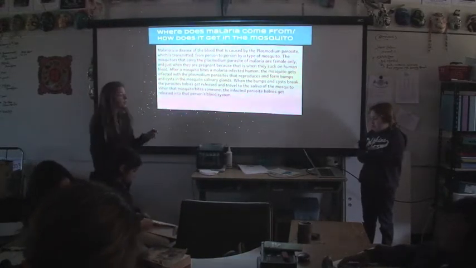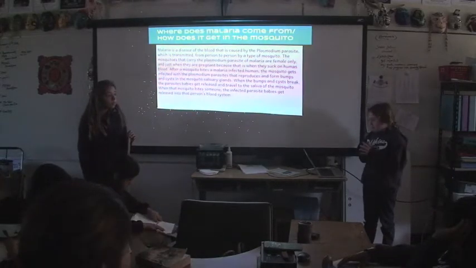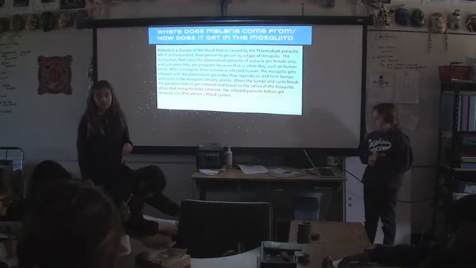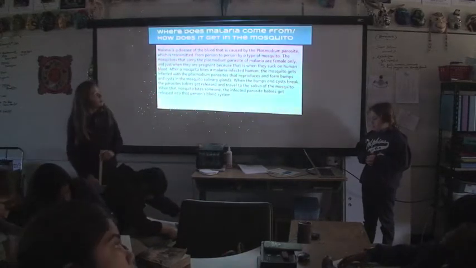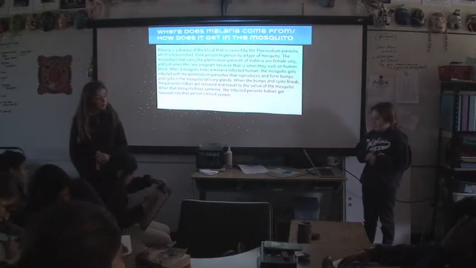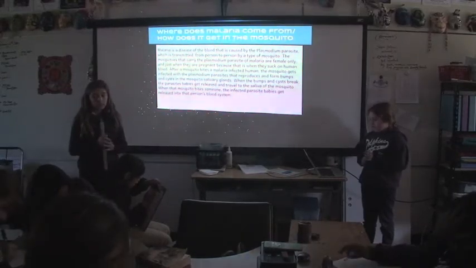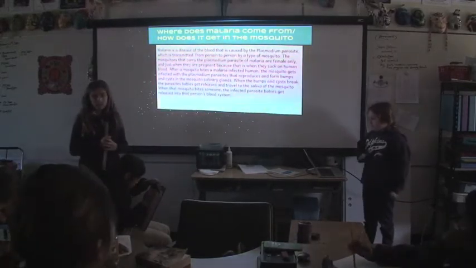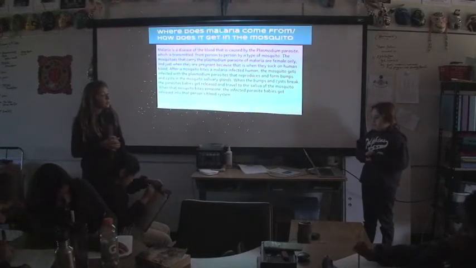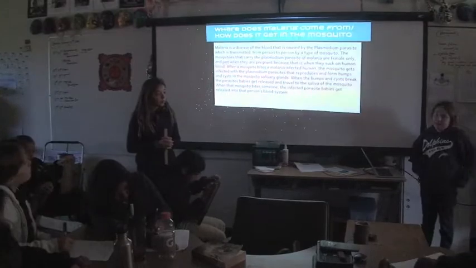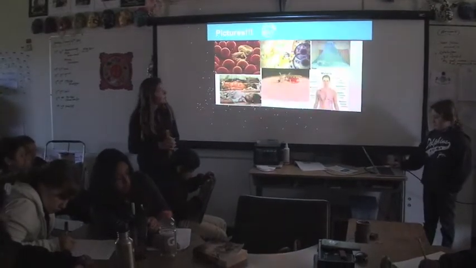After a mosquito bites a malaria-infected human, the mosquito gets infected with the Plasmodium parasites, which reproduce and form bumps and cysts in the mosquito's salivary glands. When the bumps and cysts break, the parasite's babies get released and travel to the saliva of the mosquito. When that mosquito bites someone, the infected parasite babies get released into that person's blood system.